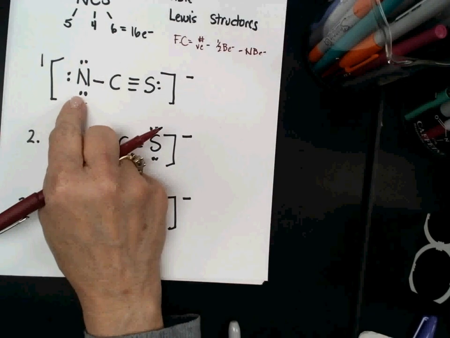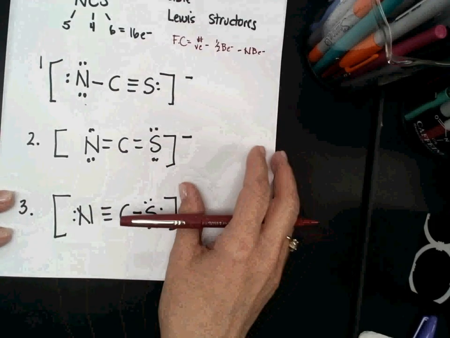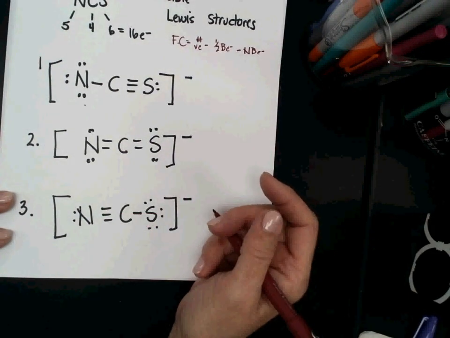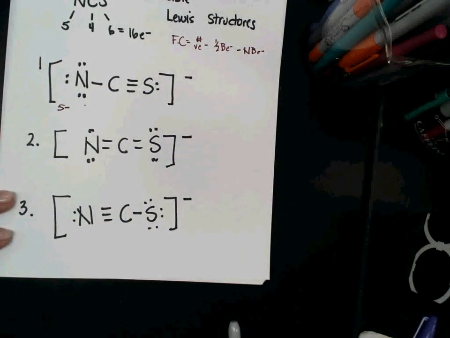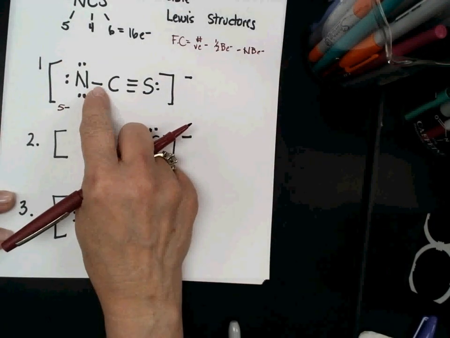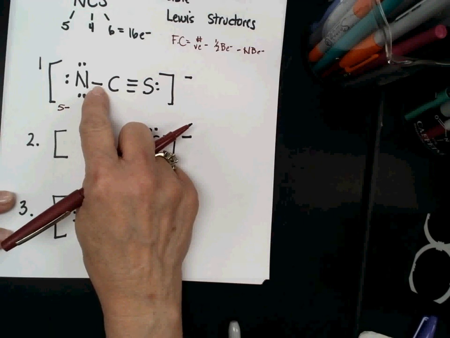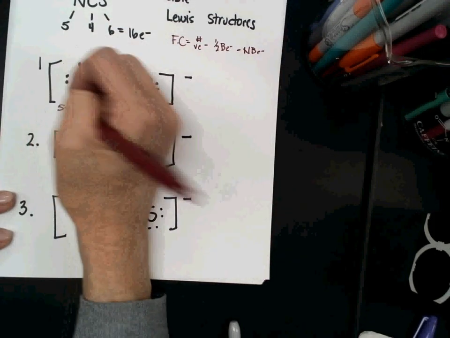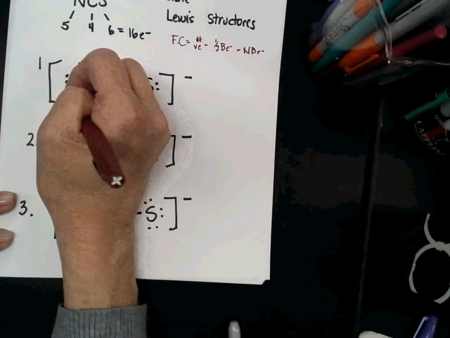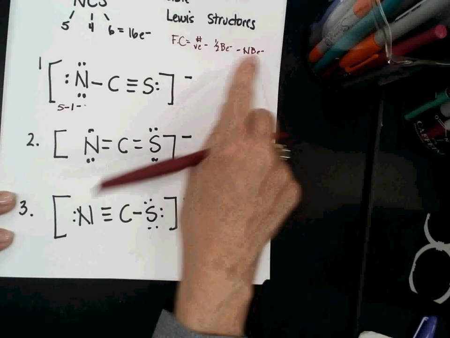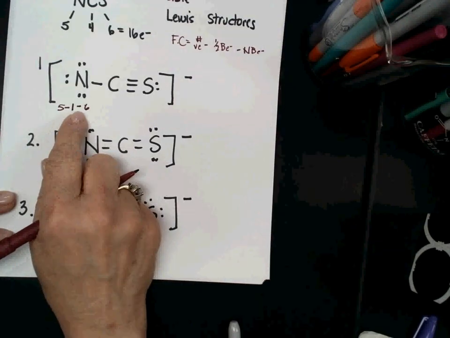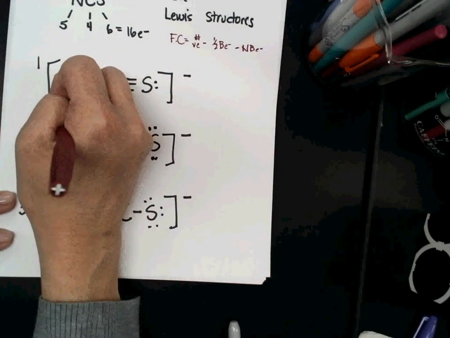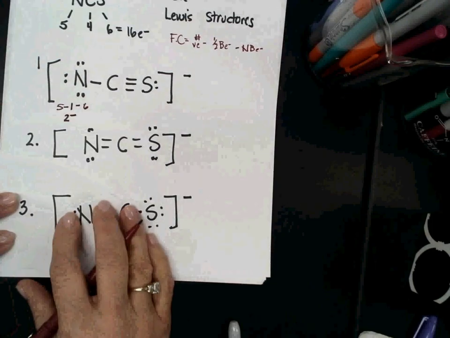Let's look at nitrogen. How many valence electrons does nitrogen have? 5. So I've got 5 minus 1/2 the bonding electrons. 1/2 of a single bond is what? How many electrons are in a single bond? 2. So 1/2 of it is 1. So 5 minus 1 minus my non-bonding electrons: 2, 4, 6. Minus 6. So 5 minus 1 is 4 minus 6. That's a 2 minus. Does that make sense how I got that?